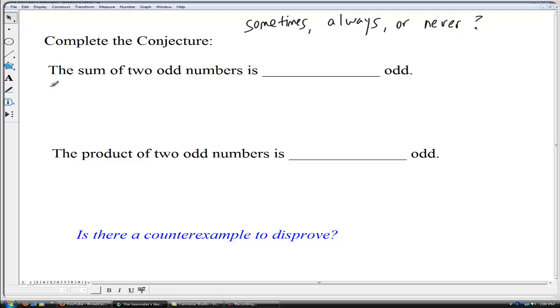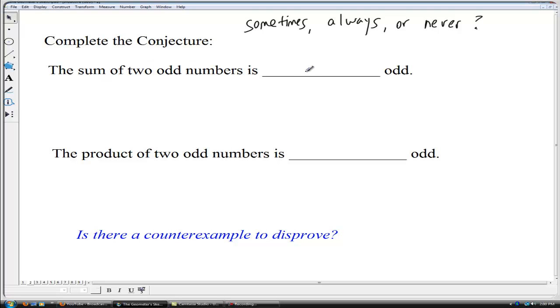For this page, I'm going to attempt to complete the conjecture to make it true with something we've used a little bit in class, which is sometimes, always, or never. And then when I'm finished, I'm going to double check my conjecture by searching my brain for a counterexample. A counterexample would disprove a conjecture. And hopefully we'll find a few counterexamples to demonstrate how that works. So let's see if I can fill this one in.